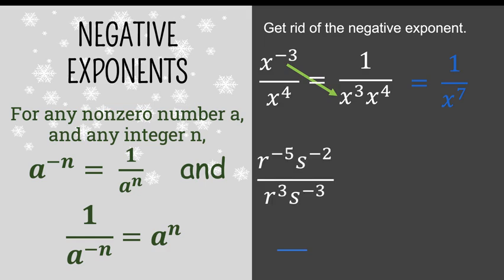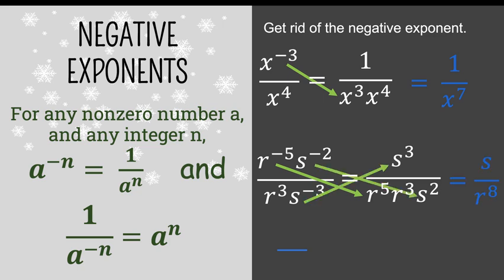Here we have a whole bunch of negatives. So I have r to the negative 5 divided by r to the 3rd. Same base, we're going to subtract the exponents, so that becomes r to the negative 8. When you subtract them, it automatically moves to the numerator, so then I'd have to end up sending it back down to the denominator. And then s, negative 2 minus negative 3 will end up being a positive 1, so this is just going to be s divided by r to the 8th.